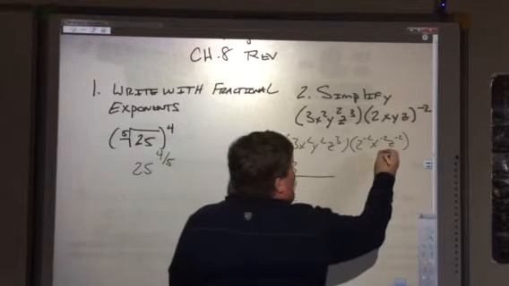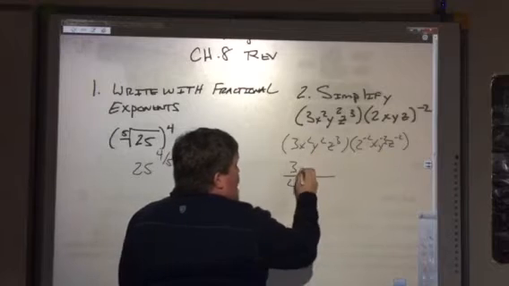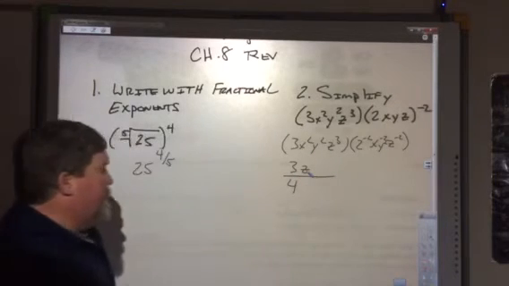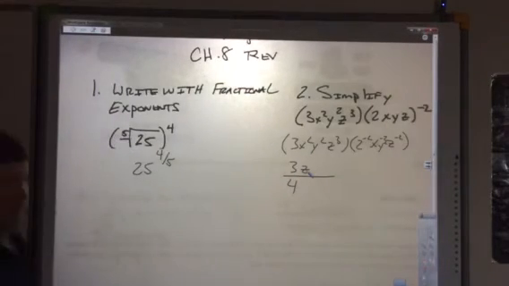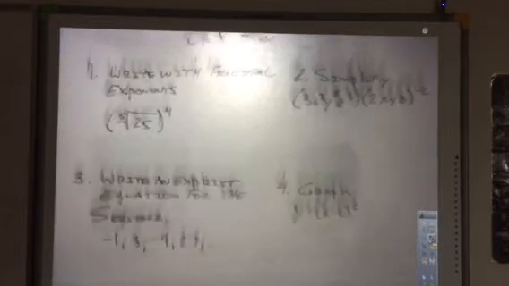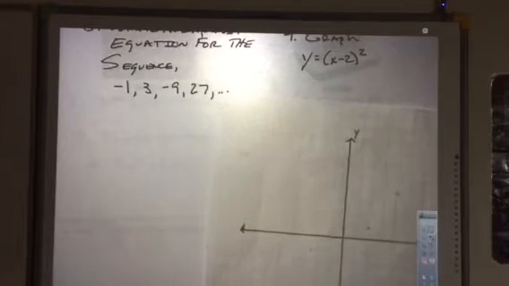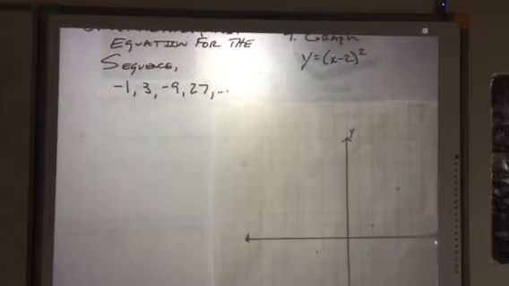Oops, I forgot y to the -2nd too. Y's cancel out. So we just get 3z over 4 or 3/4 z. On number 3, we want to write a sequence for this graph over here. So we're only going to write explicit equations on the test.